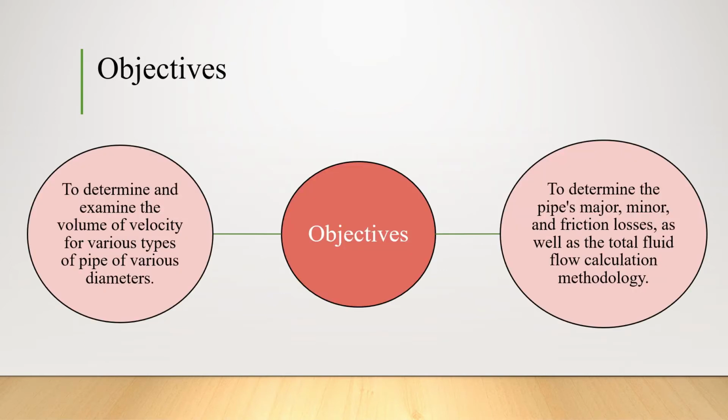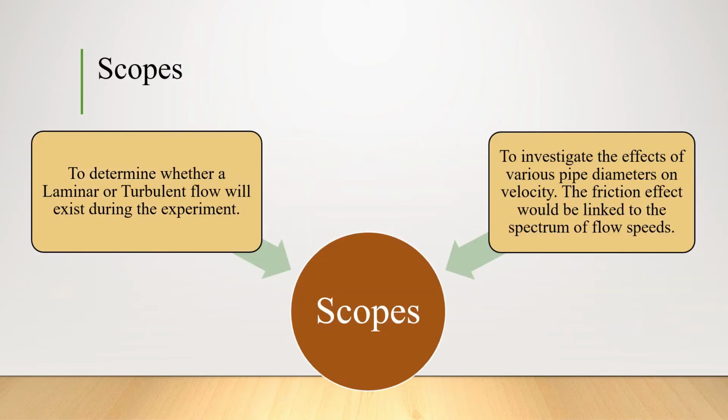Objectives of this project are to determine and examine the volume of velocity for various types of pipe of various diameters, and to determine the pipe's major, minor and friction losses, as well as the total fluid flow calculation methodology. Scopes of this project: to determine whether a laminar or turbulent flow will exist during the experiment and to investigate the effects of various pipe diameters on velocity. The friction effect will be linked to the spectrum of flow speeds.